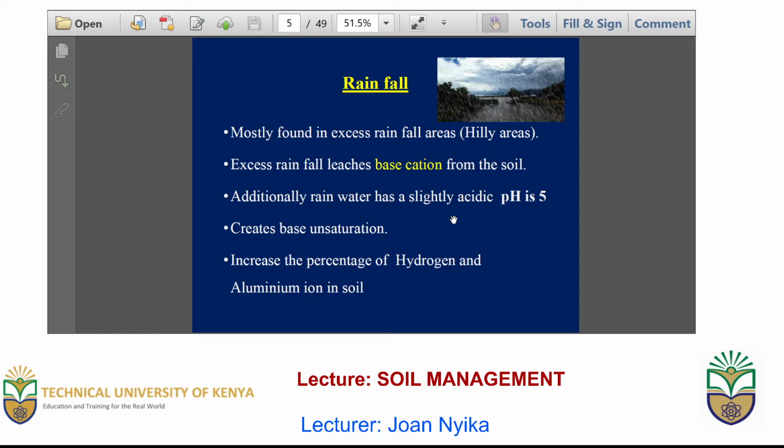Rainfall. Usually, rainfall occurs in excess in hilly areas. The excess rainfall causes the leaching of basic cations. Once the basic or alkaline cations have been leached, the soil becomes slightly acidic, that is a pH of 5 or below. This creates what we call base unsaturation, and this promotes the increase of the hydrogen and the aluminium cations, making the soils continue getting worse from being basic to being acidic.